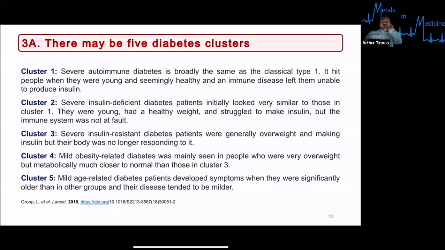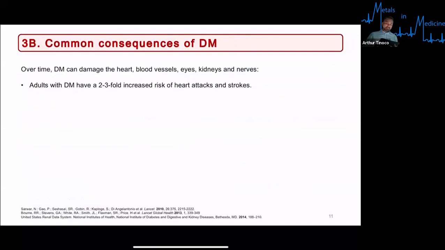So here, clusters 1 and 2 fall in line more with classical type 1, the distinction being the source of it, whether it's from an autoimmune condition or not. And 3, 4, and 5, having to do with weight or age, are more aligned with type 2 diabetes.